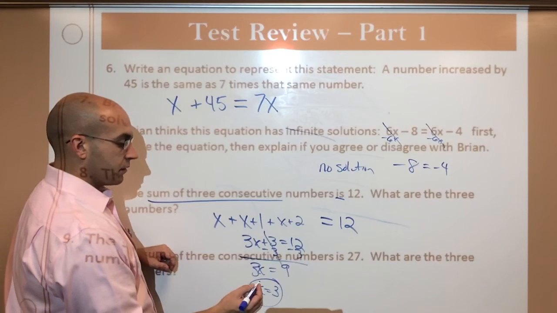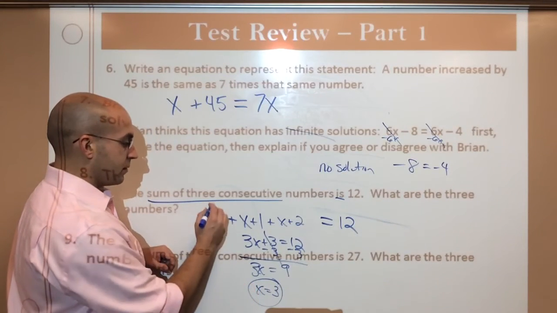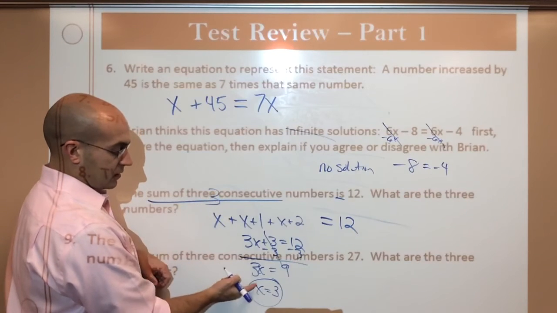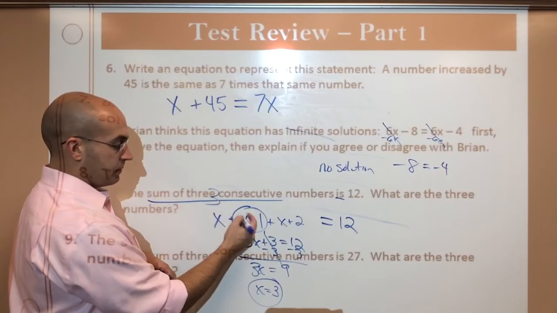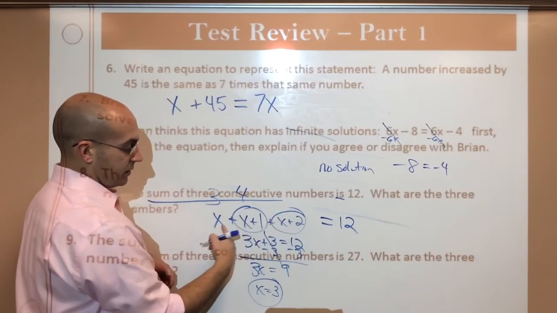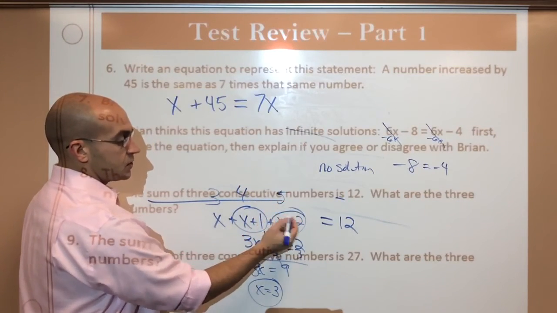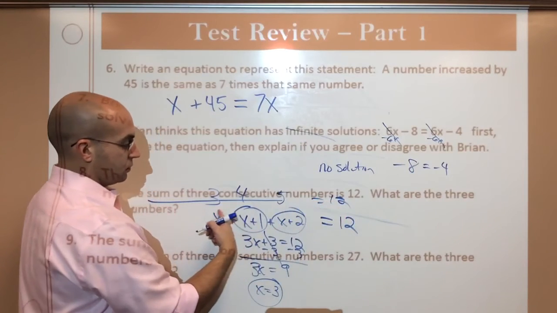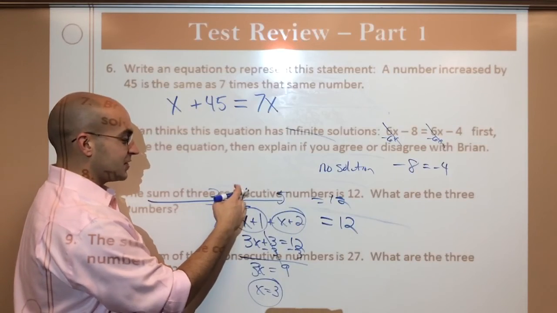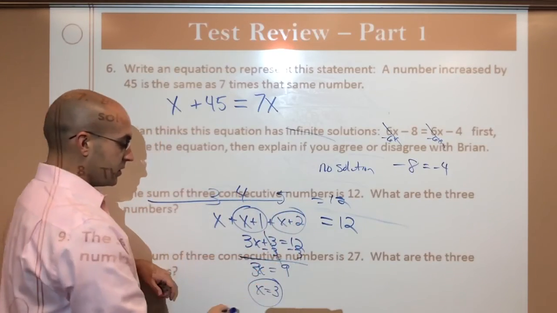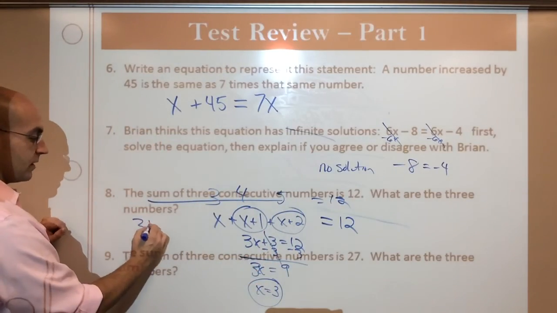It wants to know what are the 3 numbers. So the first number needs to be 3 because it says so, right? x has to be 3. Then the second number, which is this x plus 1 thing, so it's 3 plus 1, which is 4. And then this one has to be 3 plus 2, which is 5. So let's see if that equals 12. Well, 3 plus 4 is 7, plus 5 is 12. So my answer is 3, 4, and 5. Those are my 3 numbers.